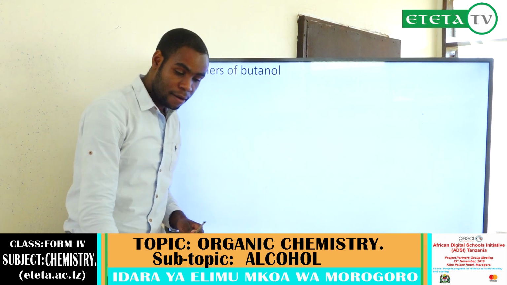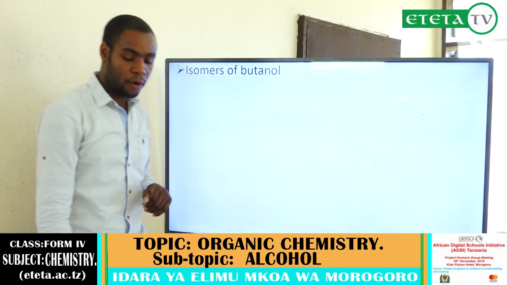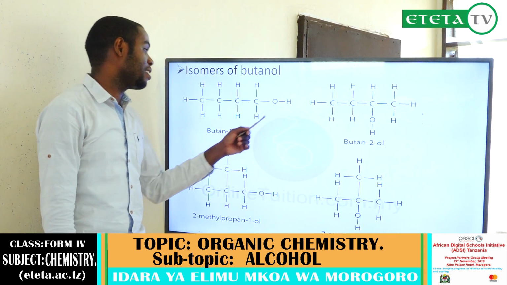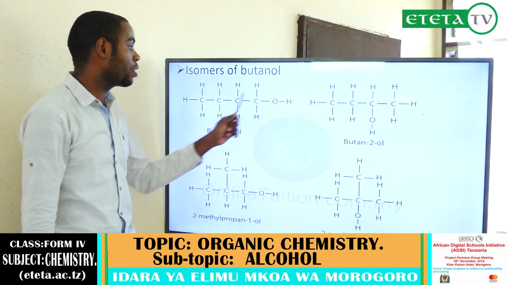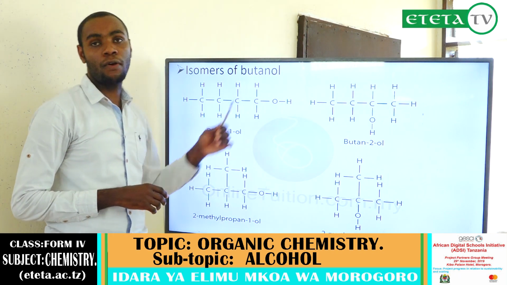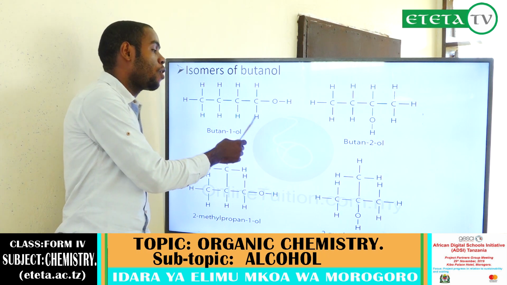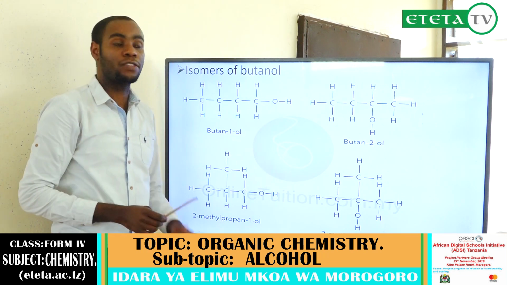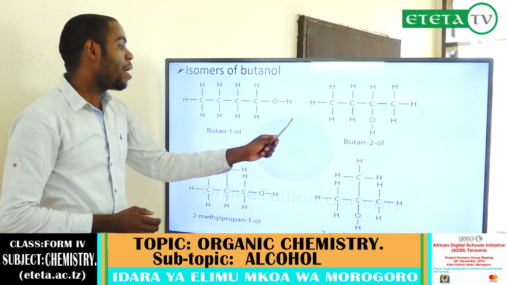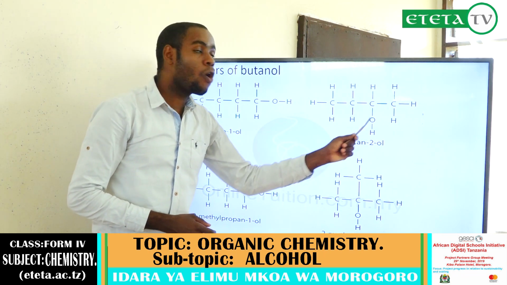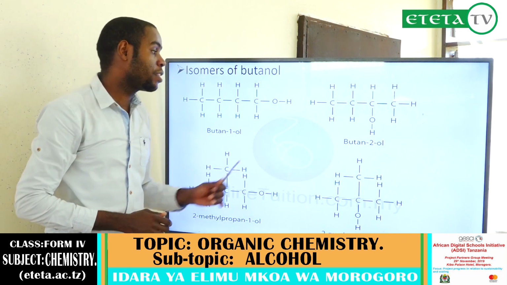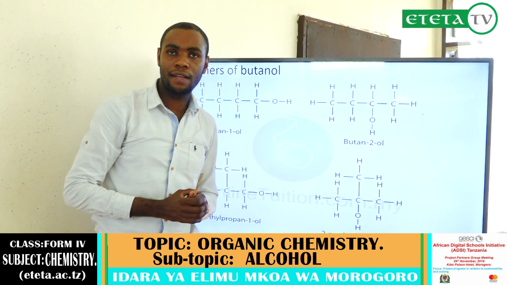Another example is the isomers of butanol, which are those. The first one is this one. It is butan-1-ol. You have 1, 2, 3, 4. There are 4 isomers of butanol. The first one is butan-1-ol, as OH is on the first carbon. The second one is butan-2-ol, as OH is on the second carbon.